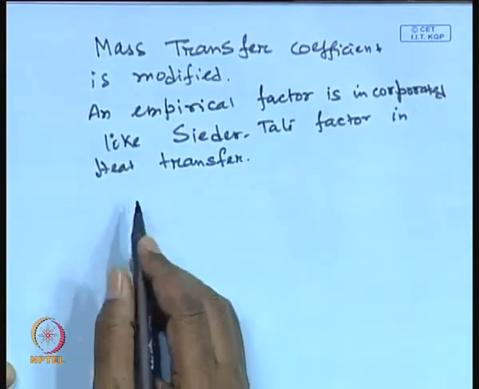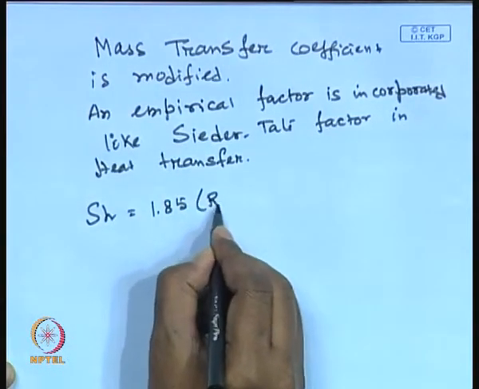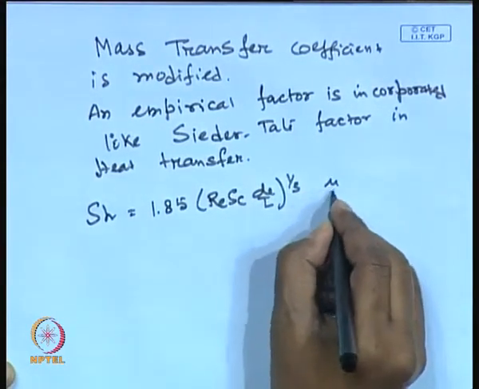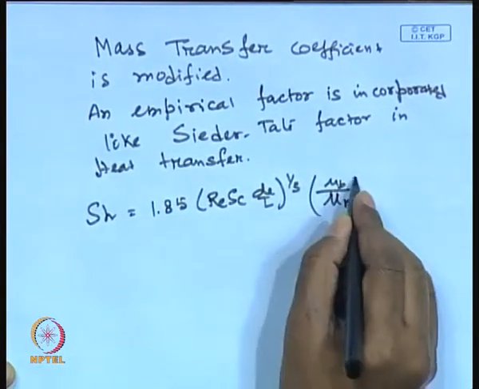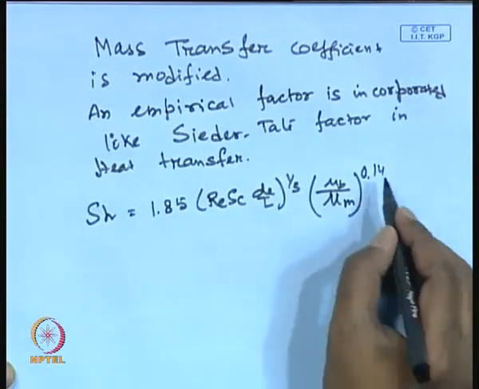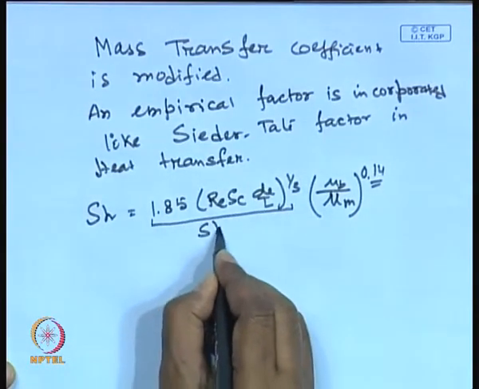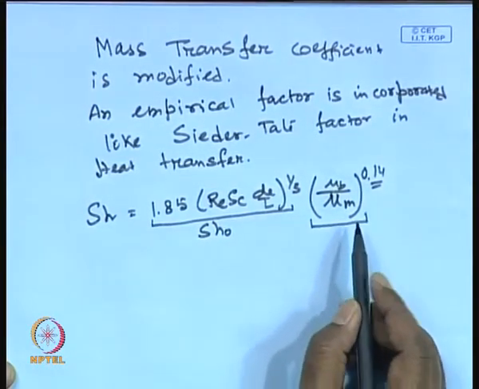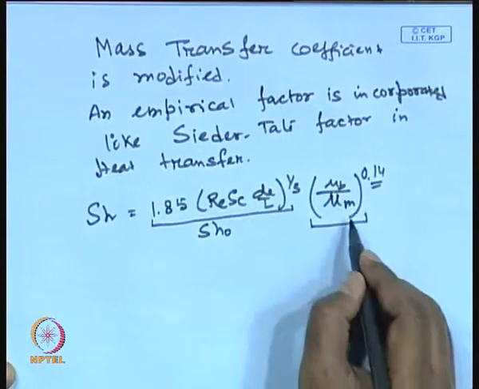So, what is the variation? The Sherwood number becomes 1.85 (Re Sc d/L) raised to the power 1/3. There we incorporate a factor, mu bulk by mu at the membrane surface, raised to the power 0.14. In fact, this is an adjustable parameter. So, the first part is the Sherwood number without taking the property variation, and this is the correction factor because of the variation of viscosity between the bulk and the membrane surface.